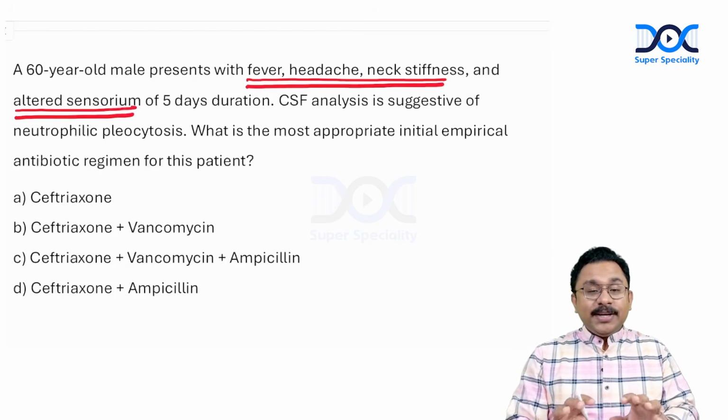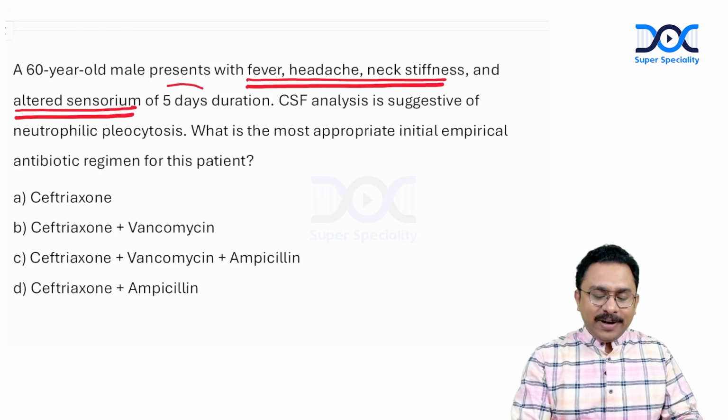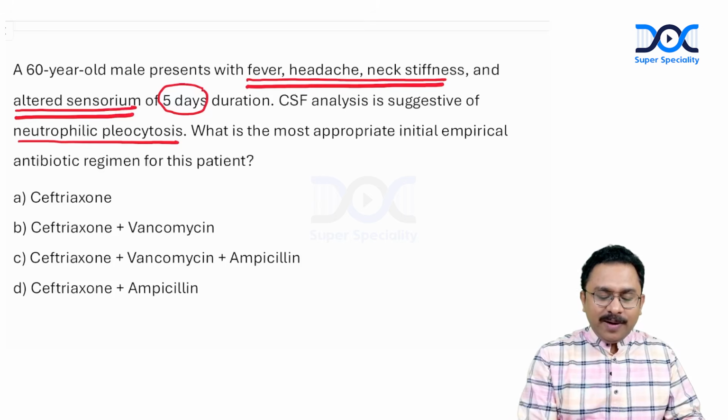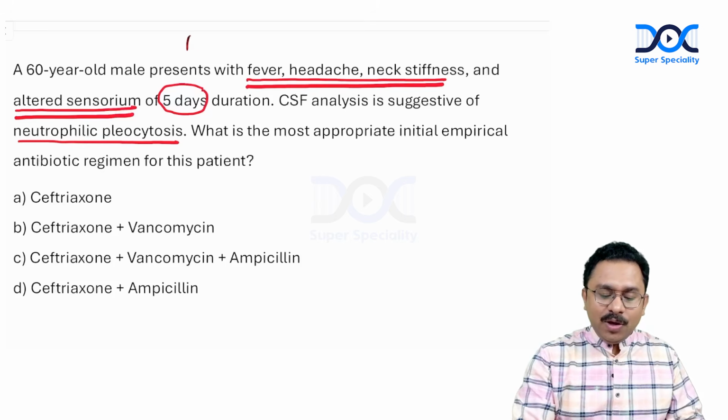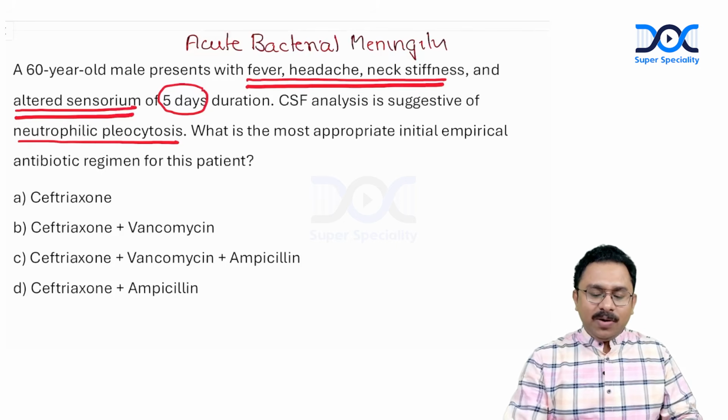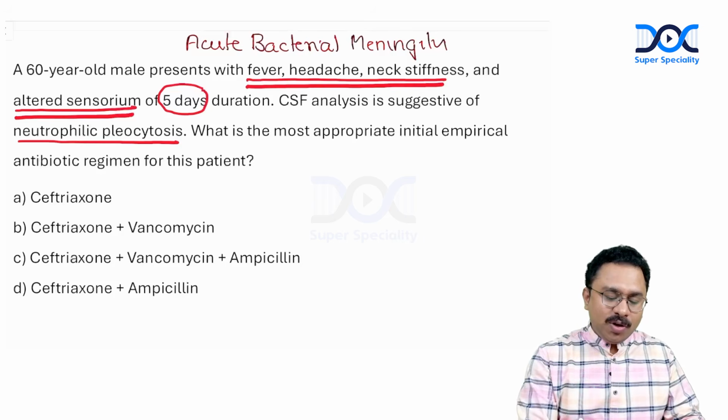So since it is a short duration illness, 5 days, with CSF suggestive of neutrophilic pleocytosis, this is most likely an acute bacterial meningitis. Okay. And the question is regarding the most appropriate antibiotic regimen. You've also got to consider the age of the patient, 60 years.